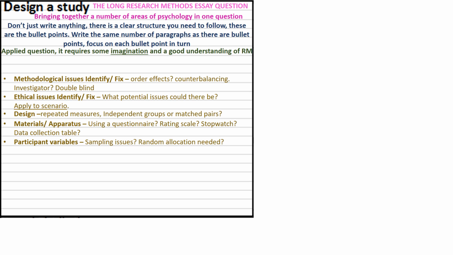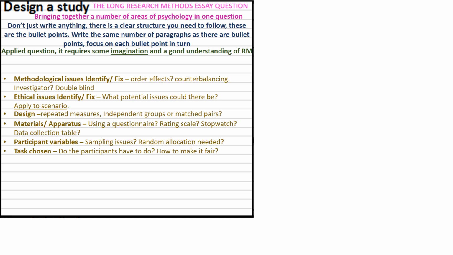Participant variables. So you might find that maybe the sample, if not carefully done, could be unbalanced. So how might you address that? Might you use a particular sampling method? Might you, once you've got your sample, use random allocation, or maybe even then suggest a matched pairs design in order to deal with participant variables?